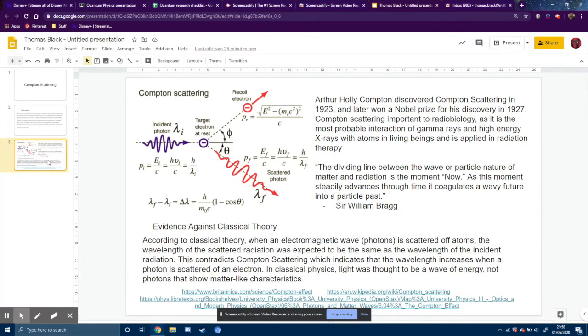This, I think, means that the photons can go between matter-like qualities and wave-like qualities, depending on the situation.